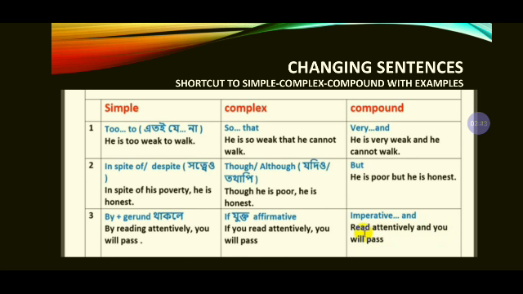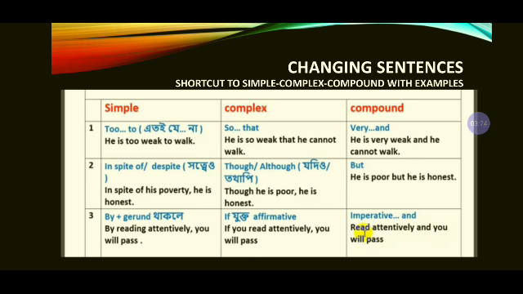Number three, by plus gerund in the simple sentence. Example, by reading attentively you will pass. In a complex, if connected with affirmative, if you read attentively you will pass. And in the compound sentence, start with the imperative: read attentively and you will pass. So the blue colored words or phrases are for your change. You can change the phrase into clause to make complex and compound sentences. So let us see more of the shortcuts for simple, complex, and compound sentences on the next page.